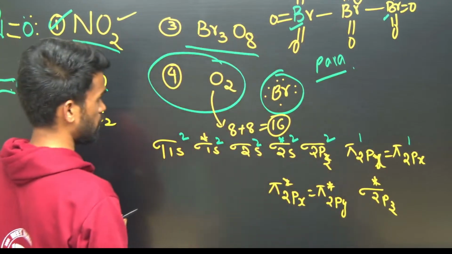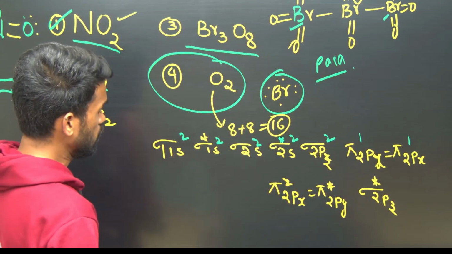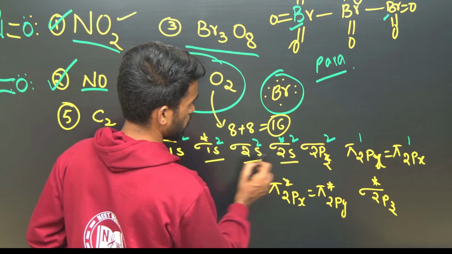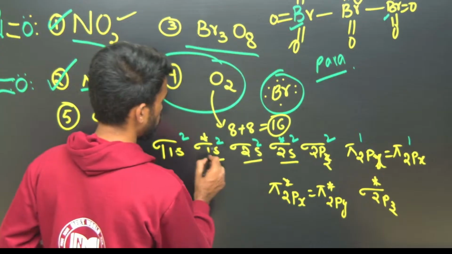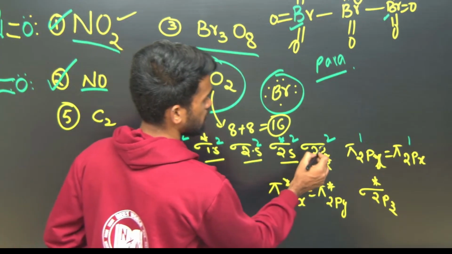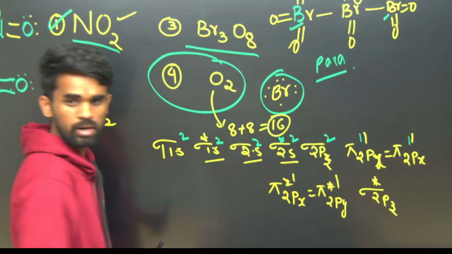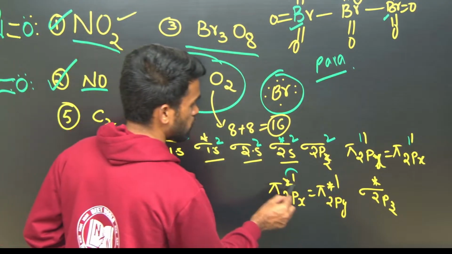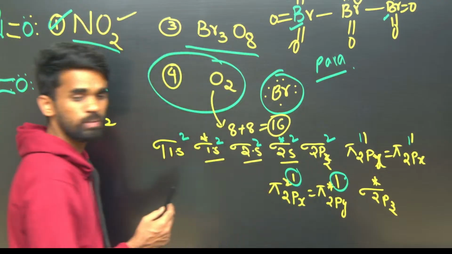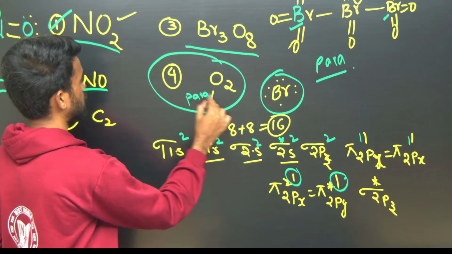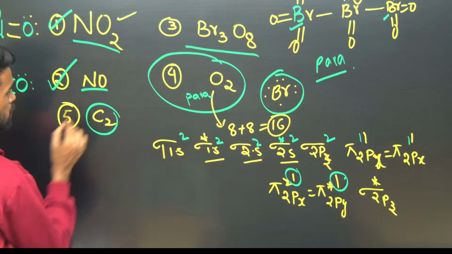See, somewhere we are missing something. See, sigma 1s, sigma star 1s, sigma 2s, sigma star 2s. Next 2 4 8, 2 4 6 8 10 11 12 13 14 15 16. Okay, so we have 2 unpaired electrons here, so that makes it paramagnetic. So this is paramagnetic. Now what about this C2?